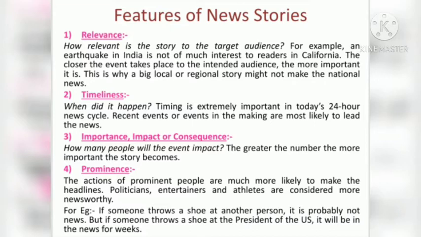The next one is prominence. The actions of prominent people are much more likely to make the headlines. Politicians, entertainers, and athletes are considered more newsworthy. For example, if someone throws a shoe at another person, it is probably not news. But if someone throws a shoe at the president of the US, it will be the news for weeks. So, prominence is all about the actions of prominent people, or the actions that relate to prominent people, and it is considered as having more news value. So, it is another feature of news stories, that is prominence.